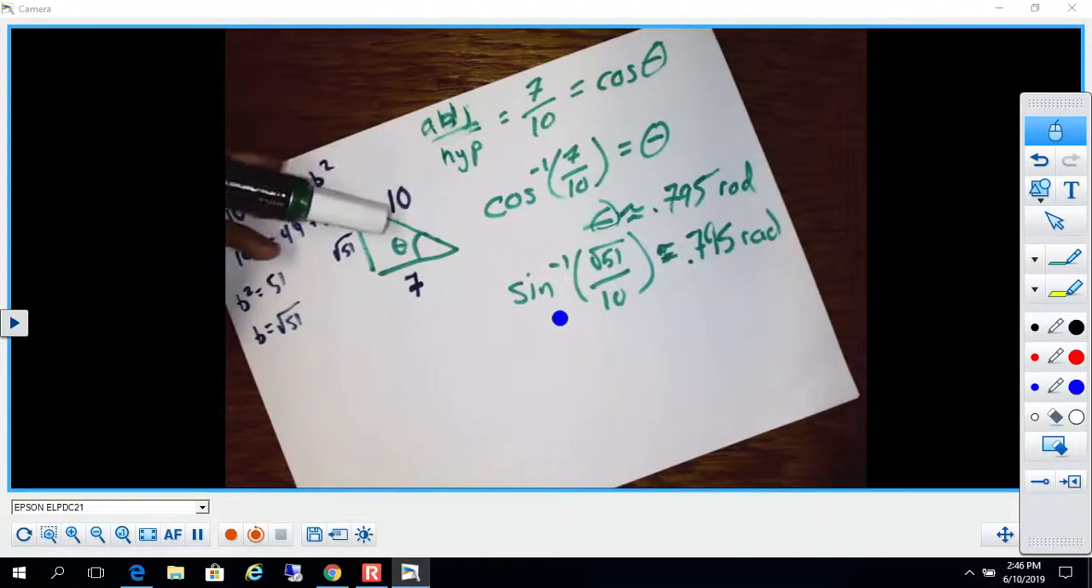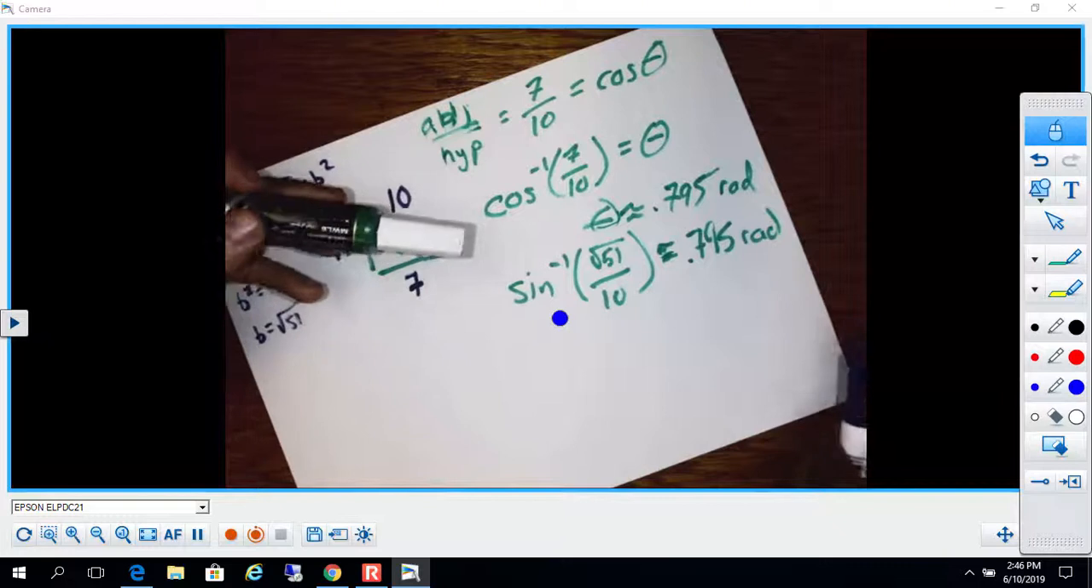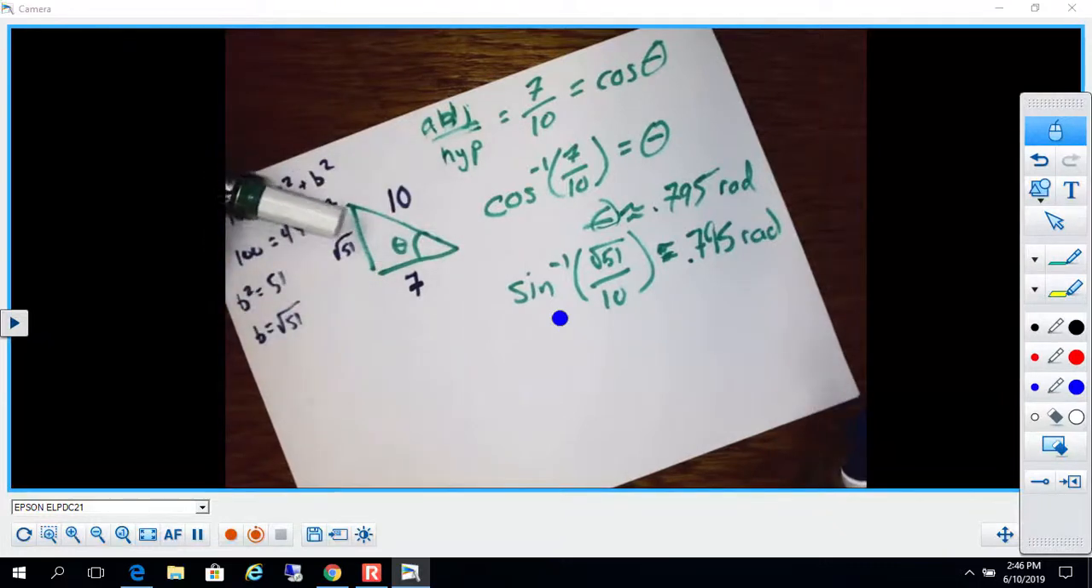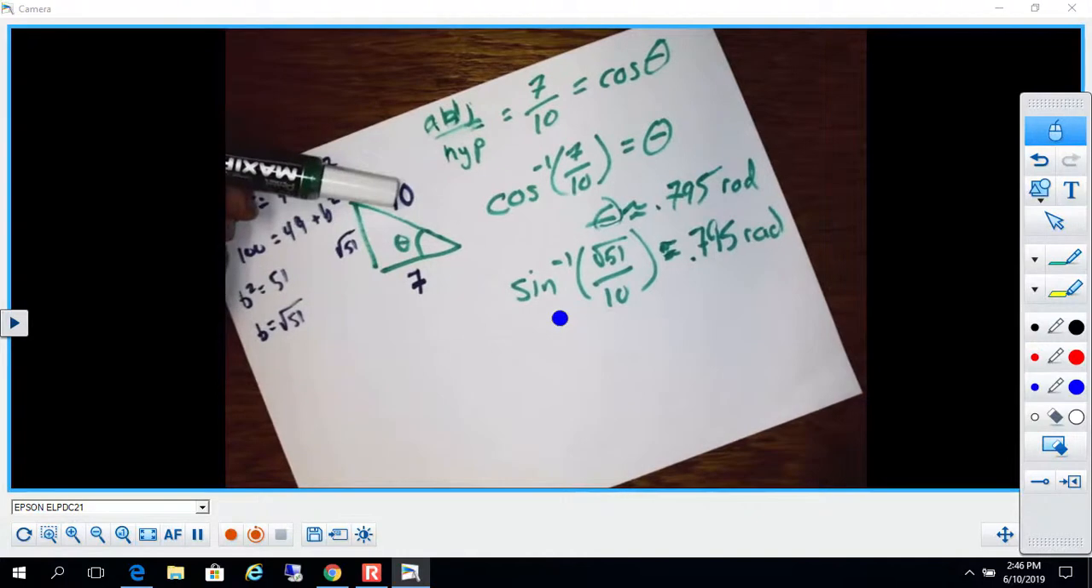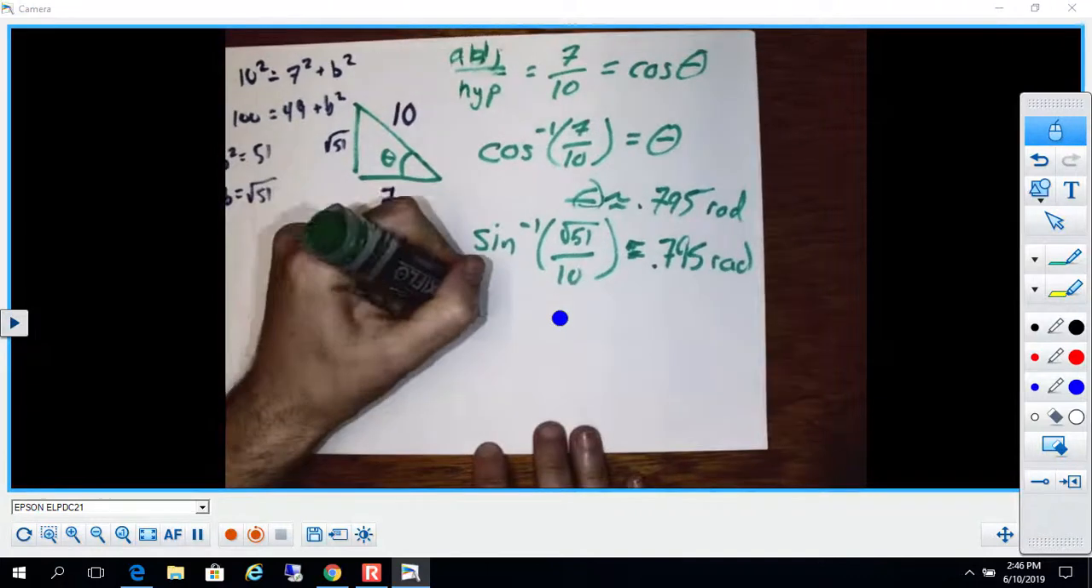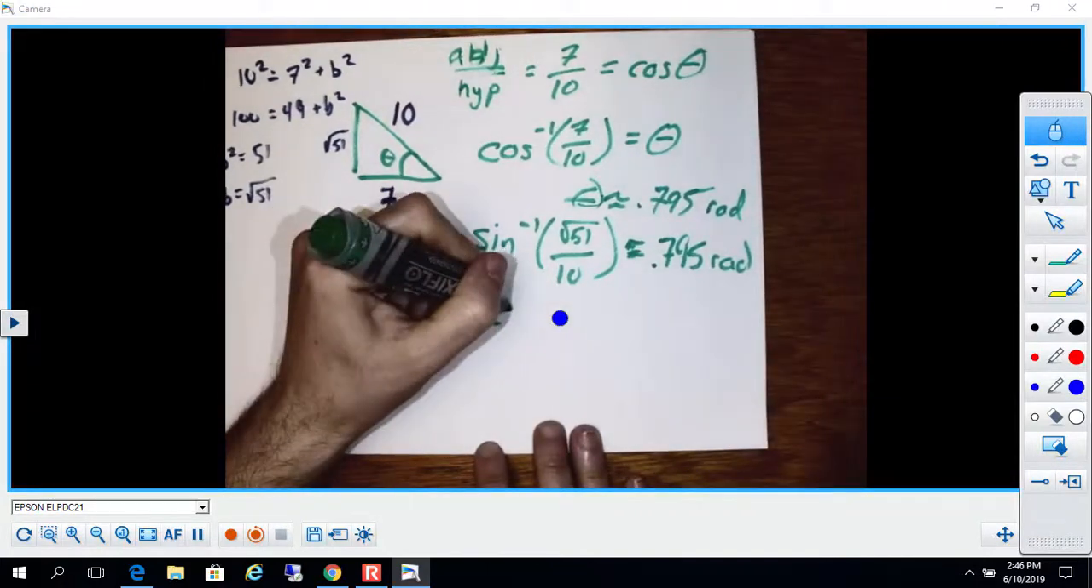Does that make sense, Alex? Yeah. Because if I'm doing opposite over hypotenuse, I could do the arc sine and use these to give me the angle, or I could use these and do the arc cos, and it'll still give me the angle, right? Yeah. And I could even use arctan if I wanted to. So what would I do the arctan of to get the same angle?